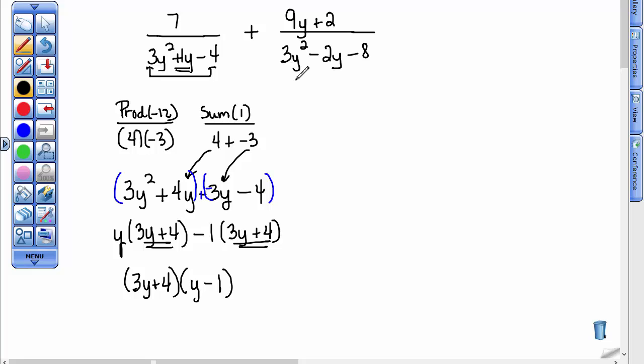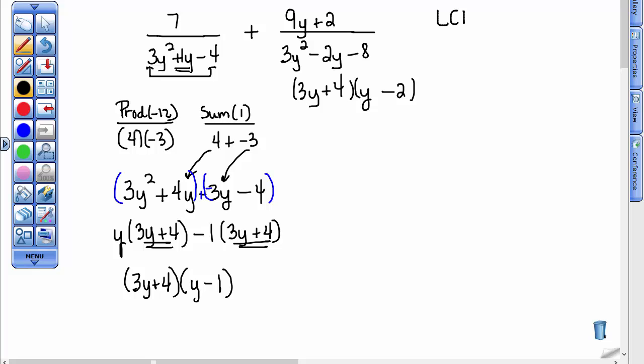I could do the same thing for this trinomial up here, but I'm going to do this in my head, and I didn't do it in advance. Let's see, I think that's going to have to be a minus 2, and I think that's going to have to be a positive 4. Yep. So there's the factored form of this trinomial.